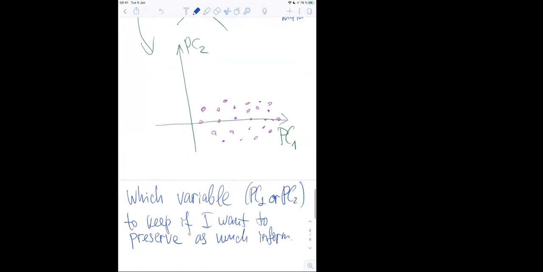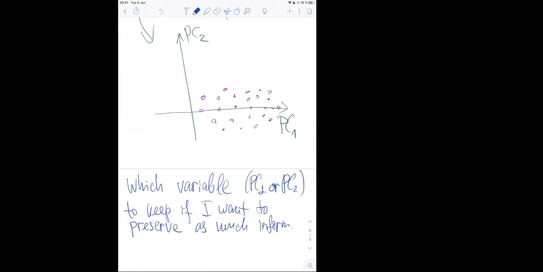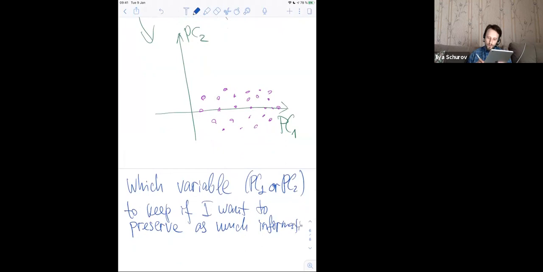Oh, we should keep PC1 because we have there more different variables, as much information as possible. Yes. If I think about the amount of information in terms of variance, then I have to keep PC1, because PC1 changes in a large range, but PC2 changes only in a small range. So this is the idea.